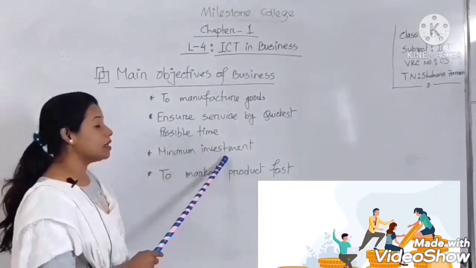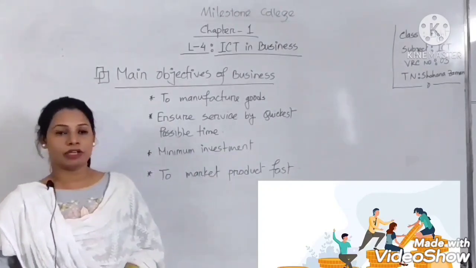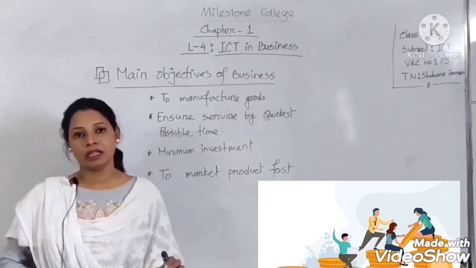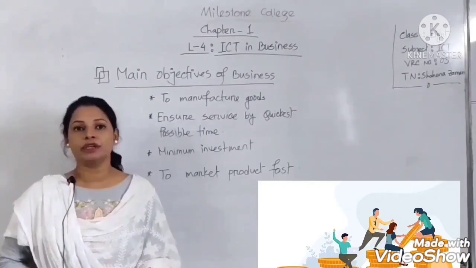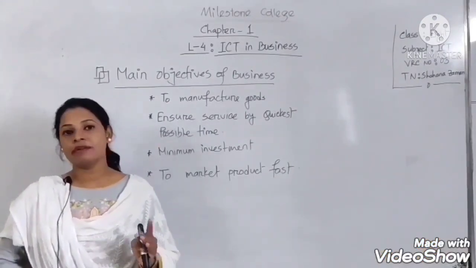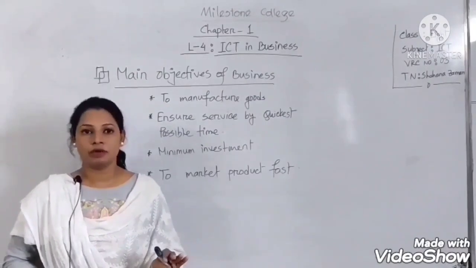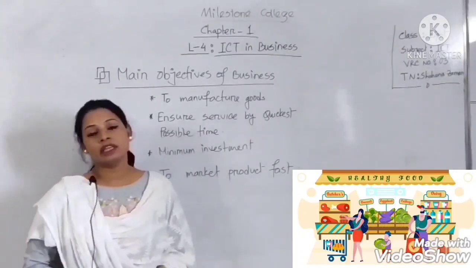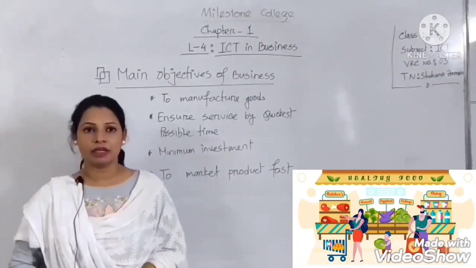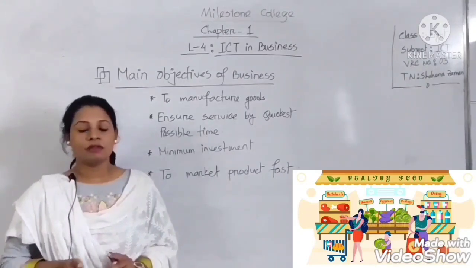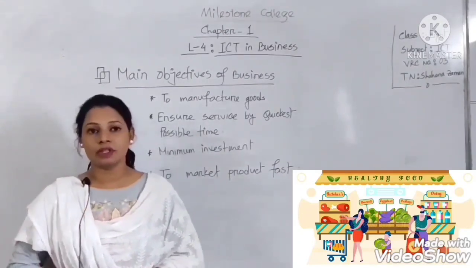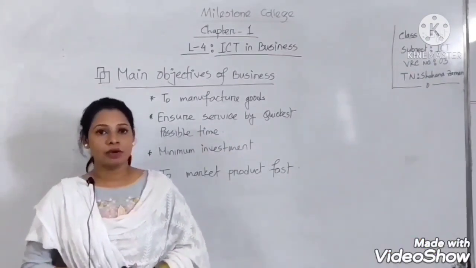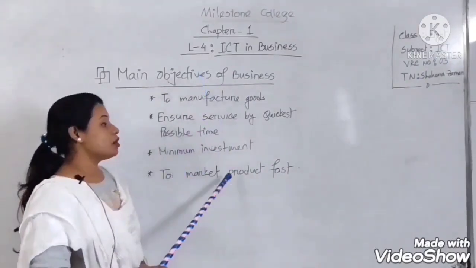Coming to the next point, minimum investment. Yes, it's a very important point. As a businessman, you have to think what portion of money you will invest and what portion will be your profit. So firstly, you have to think about your profit, then you will invest your money. And the last point, to market the product first. You have to think about your transportation system, because you will sell products from Dhaka to another corner of the country. So how can you send your product faster? So these are the objectives of business.